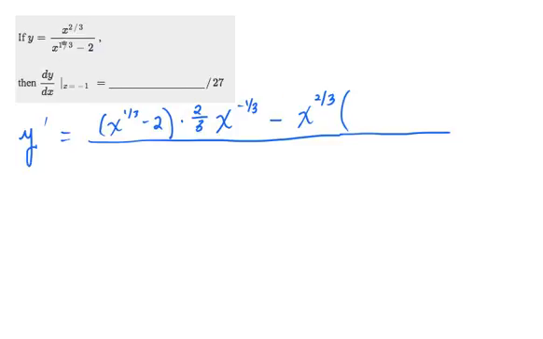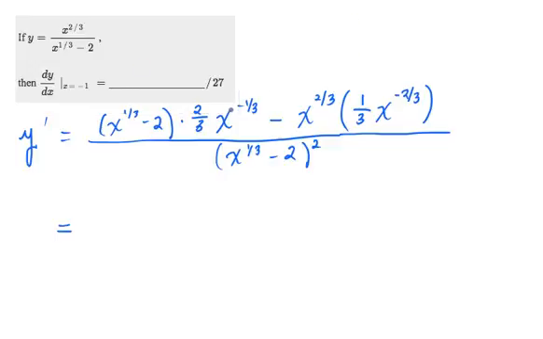So the derivative of x to the 1/3, we use the power rule, bring the 1/3 down out front, times x to the power of 1/3 minus 1 is negative 2/3. And the derivative of negative 2 is 0. All over the denominator squared, so x to the 1/3 minus 2 all squared. Okay, it's a little bit complicated looking, but that's okay. We're going to clean it up a little bit.